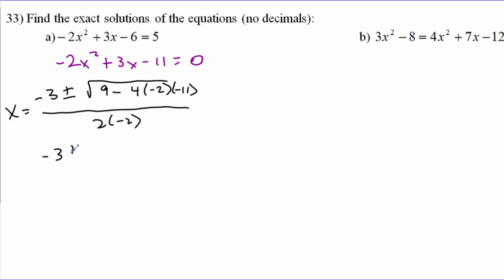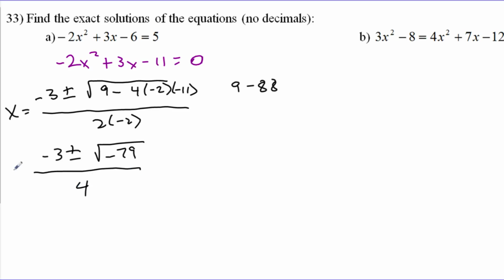So this is negative 3 plus or minus. This says 9 minus, it looks like it says 88, right? 4 times 2 is 8, and 8 times 11 is 88. So this says 9 minus 88 underneath the radical. 9 minus 88 is negative 79. So this is the square root of negative 79, over 4.